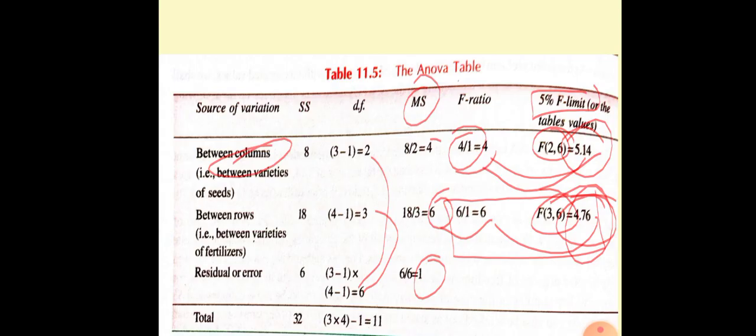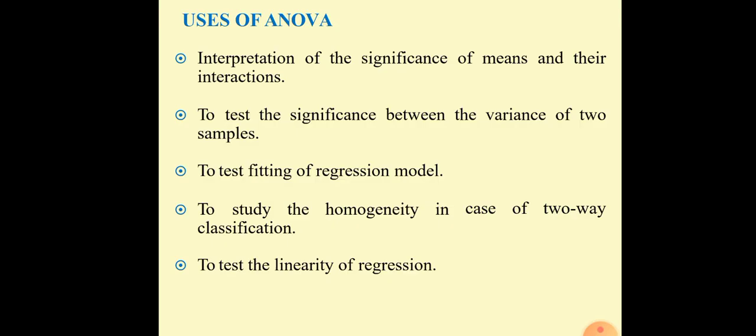So like this, with the help of the ANOVA table we can do our calculation and reach our level of significance. As the between-column value is greater, we consider it significant; otherwise it's not.